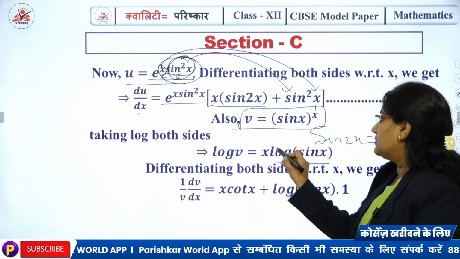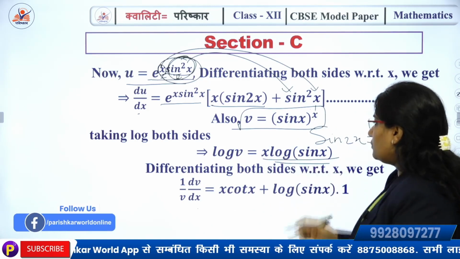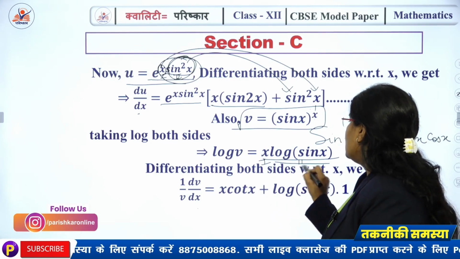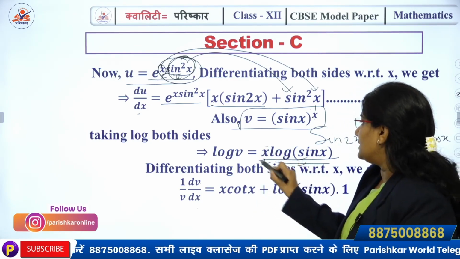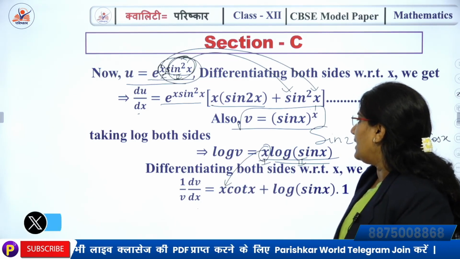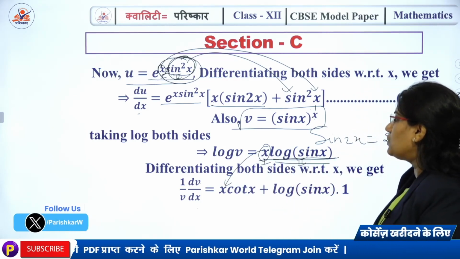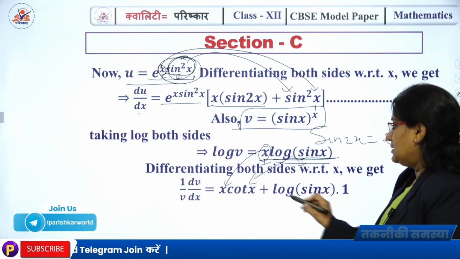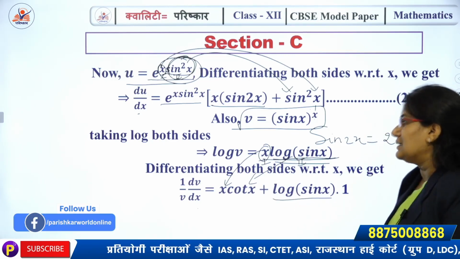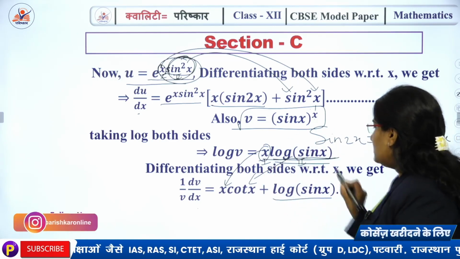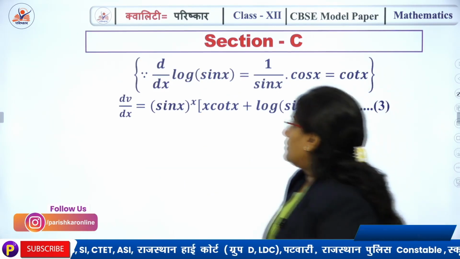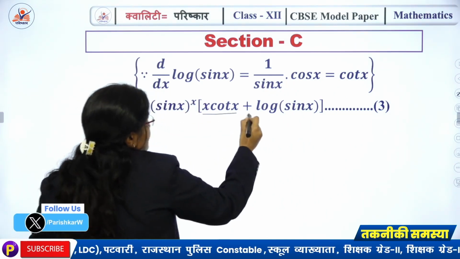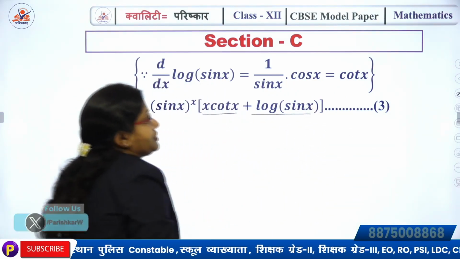Now again, this is multiplication of two functions. That means we put this as first and second function. First function, that is x as it is, and the differentiation of second function log sin x is cot x, plus second function, that is log sin x as it is, and the differentiation of x is 1. Now dv by dx is equal to sin x to the power x, x cot x plus log sin x. We'll put this as equation number 3.